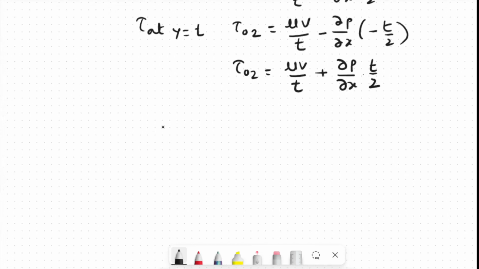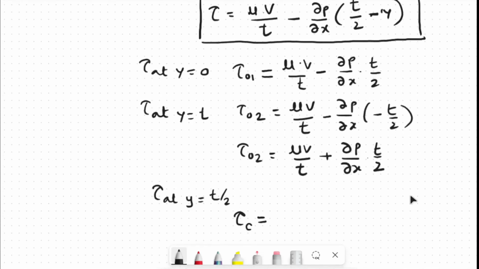Now, if I want to find out tau at y equal to t by 2, that is at equidistance from both the plates. So tau at equidistance will be equal to, putting this value in the relation, mu V by t minus t by 2 minus t by 2, that is equal to 0. So at the end we are getting mu V by t.